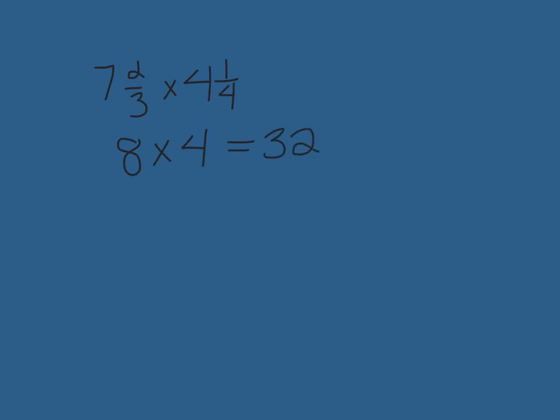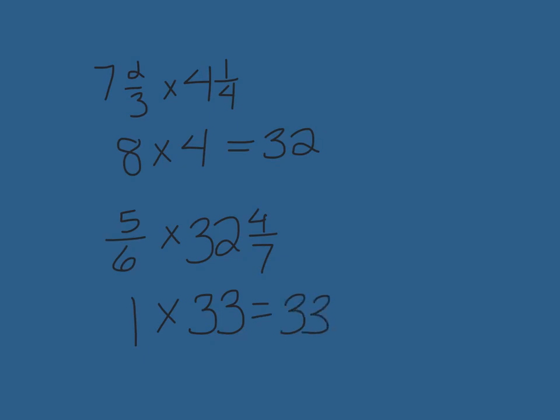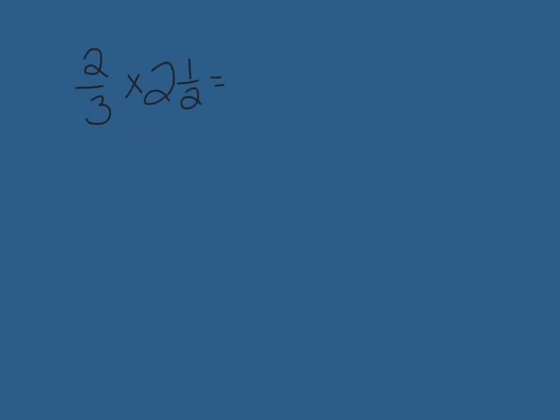4 5/6 times 32 and 4/7. If we were estimating that, 5/6 I would estimate to be about 1, that's pretty close to 1, times, I would estimate 32 and 4/7 to be 33. Since 4/7 is more than a half, so this would be 33 if I were just to estimate. All right, I want you to write down 2/3 times 2.5 and work that out on your own, and come back to check your work against mine.